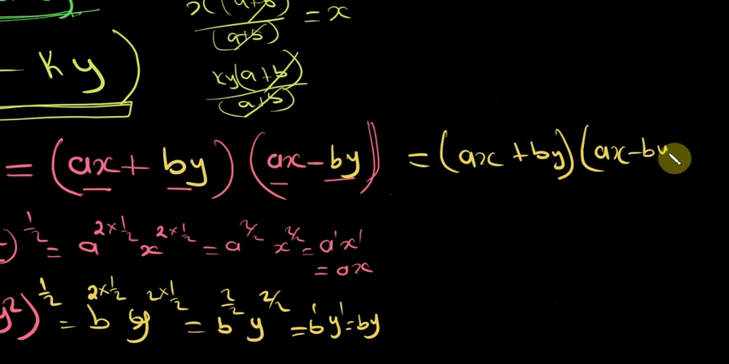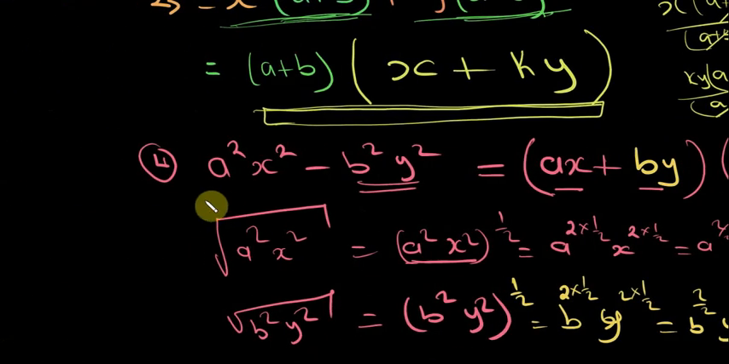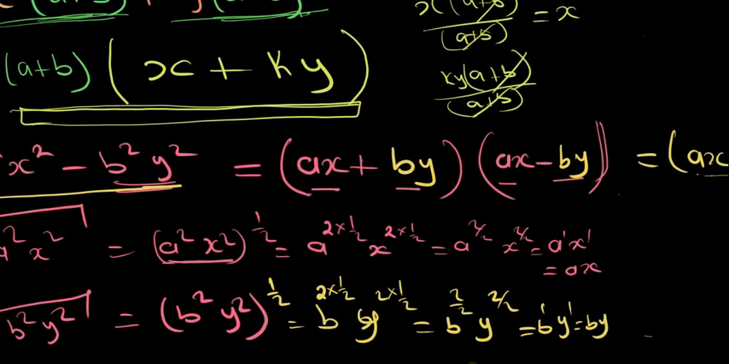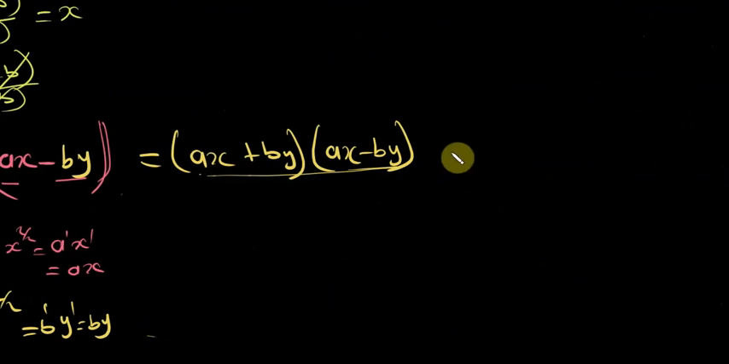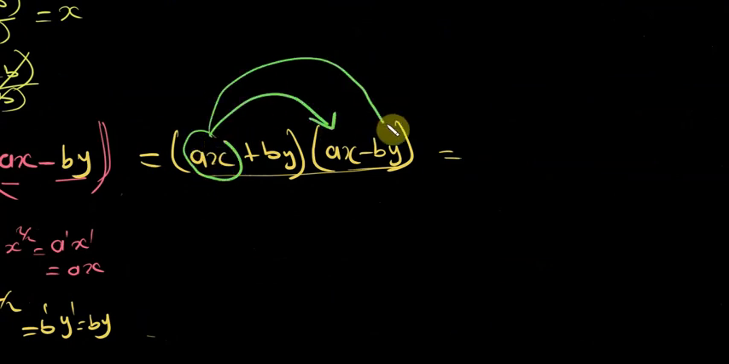ax minus by. So if you multiply these factors, you should be able to get this. Should be able to take you back to a squared x squared minus b squared y squared. So let's do that quickly. To do that, multiply this term by everything in there, and then we'll multiply the second term by everything in there as well. So let's go on and do it.